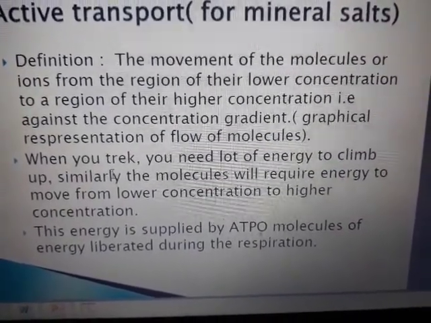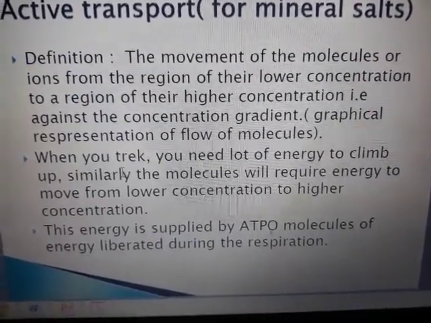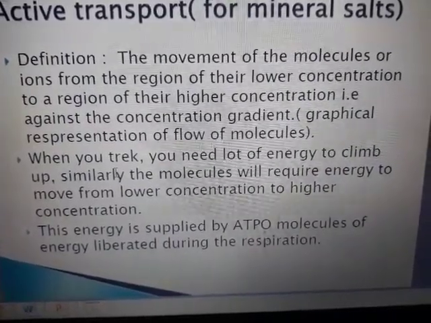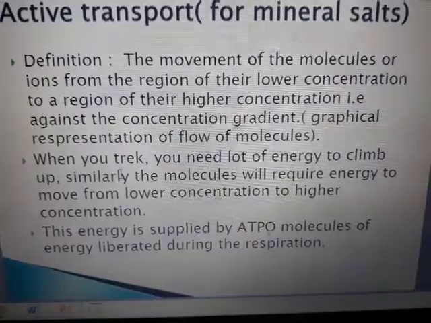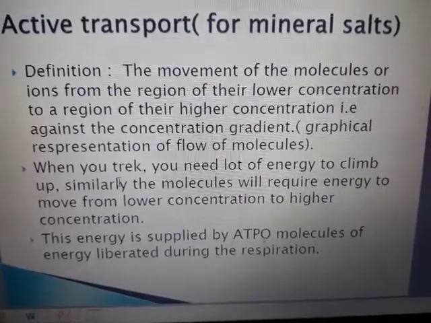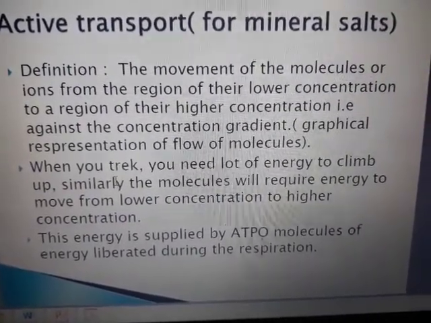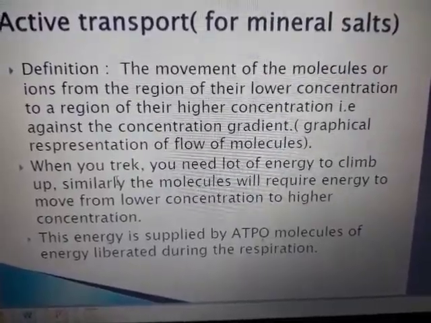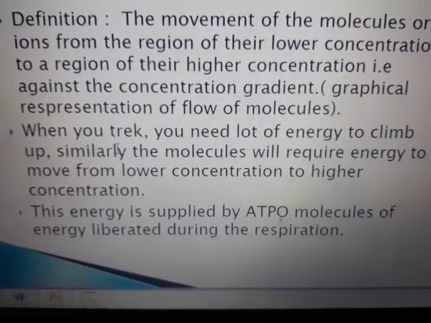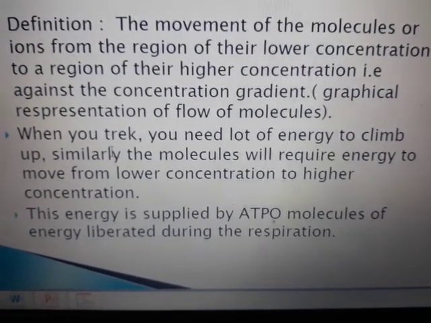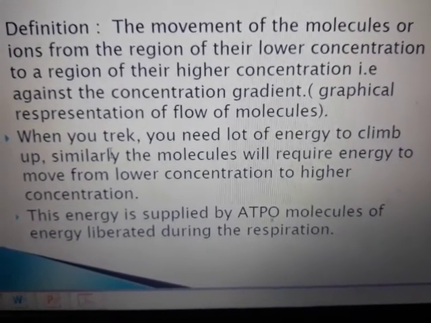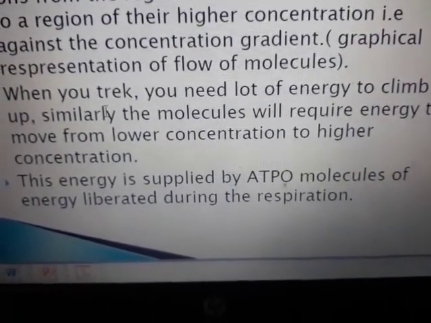So the definition is the movement of molecules or ions from a region of their lower concentration, please note, lower concentration, to a region of their higher concentration. Here it is against the concentration gradient, because generally molecules flow from higher to lower, but in this case it is flowing from lower to higher, so it is going to need extra energy. When you go on a trek, you need a lot of energy to climb up, right? You're getting exhausted, your energy is getting consumed. Similarly, when these molecules have to travel from lower concentration to higher, it needs extra energy, and this energy is supplied by ATP molecules.